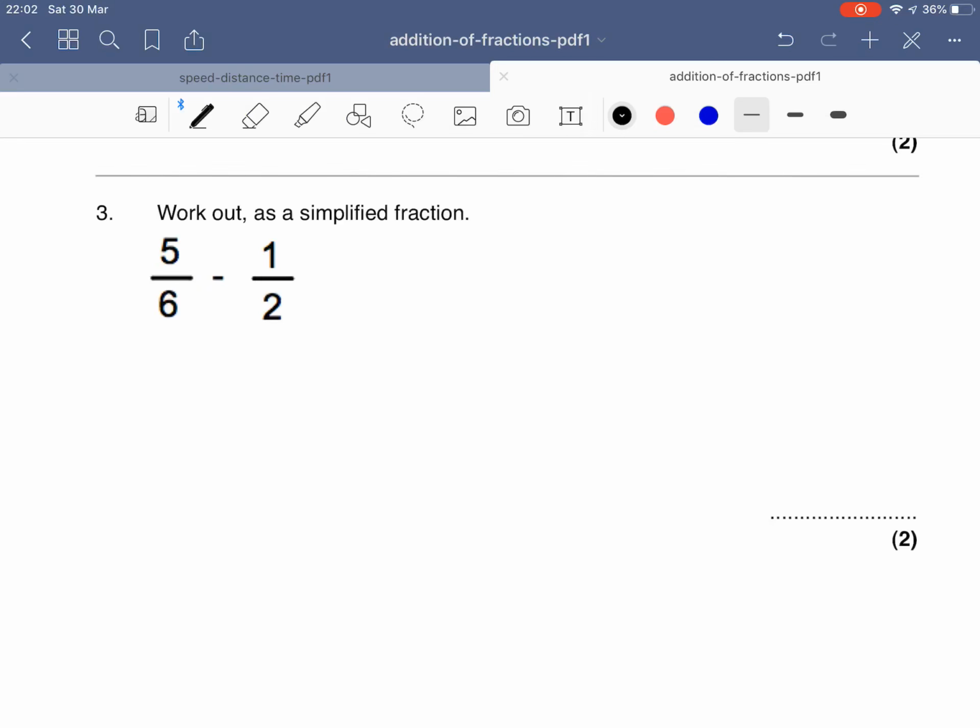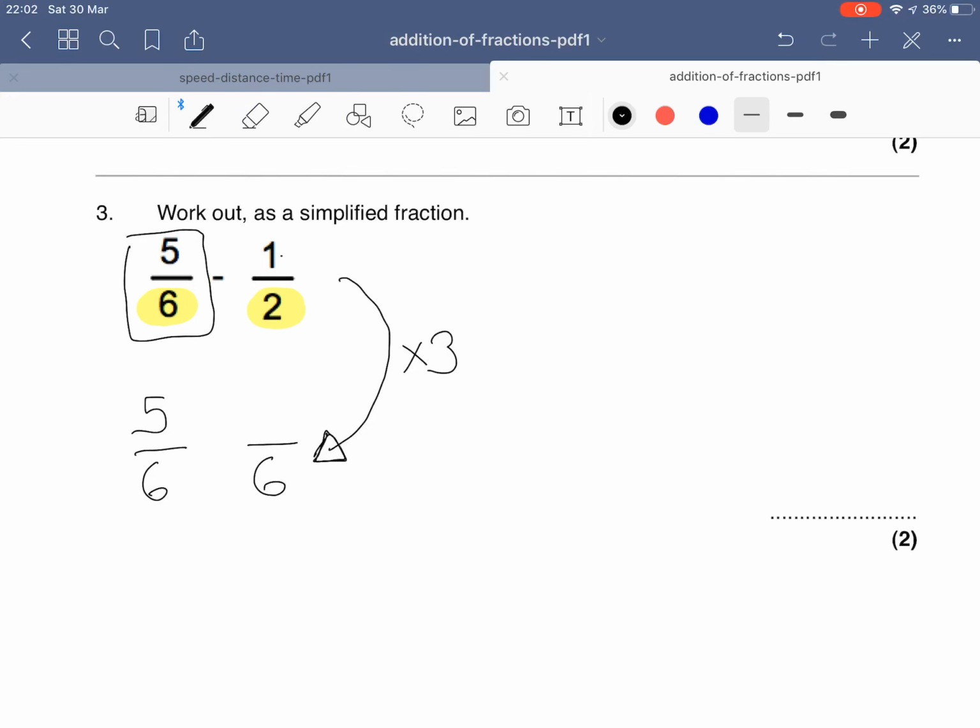So work out as a simplified fraction 5/6 take away a half. So we need to look at our denominators 6 and 2. Think of your 6 times table, think of your 2 times table, and what number is in both of them. So we know that 6 is in both of them. So this one is already over 6, so that stays as 5 over 6. But 2 times what is 6? We need to change this fraction, so 2 times 3 is 6.